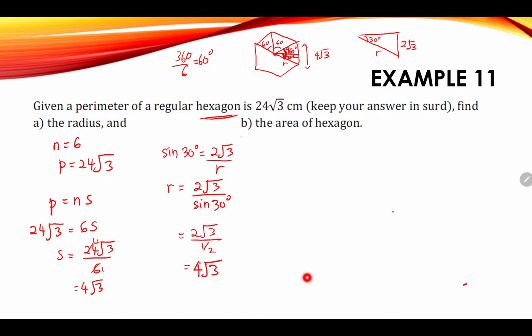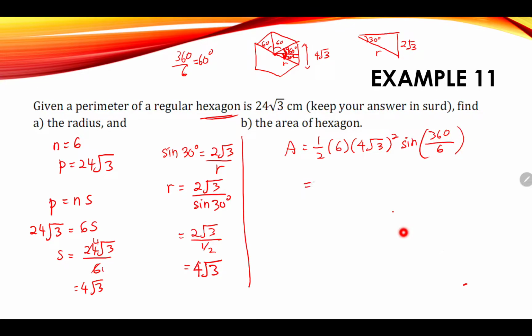Okay, next for question B, area. Since kita tahu N dia dan juga R, kita boleh guna second formula. 1/2 N. N equals 6. R square sin 360 divided by N. Okay, ni guna calculator. Untuk sin yang ni jangan guna calculator, guna yang special angle tu.